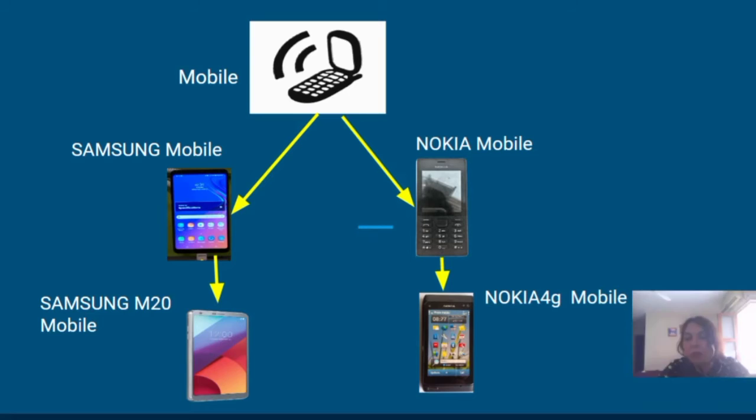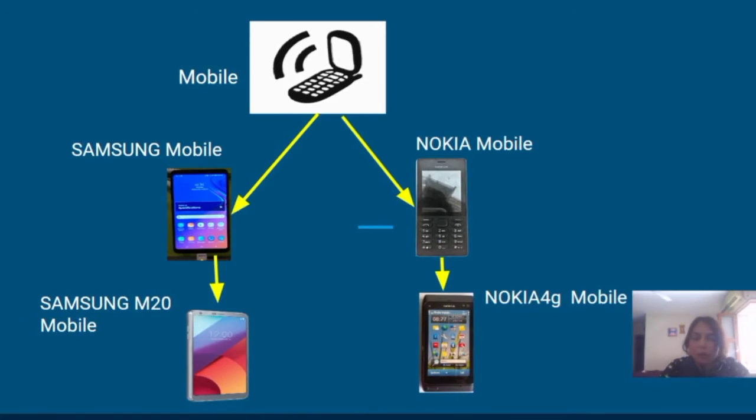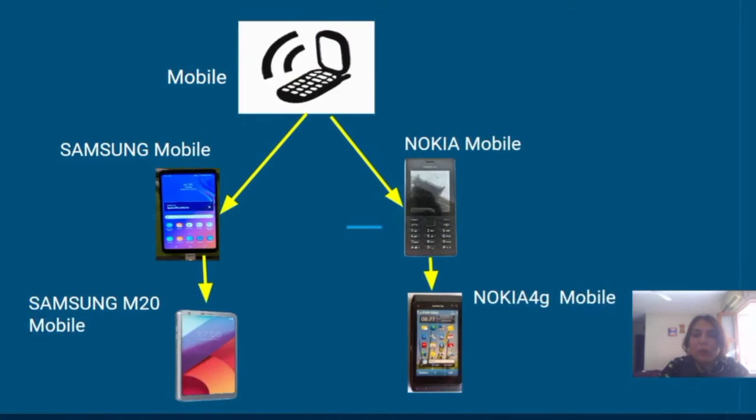Here again the Nokia Mobile is also having one, Nokia Mobile 4G. It is one pattern. It also has its own combinations. Now let's see it with the program here. We have one class.